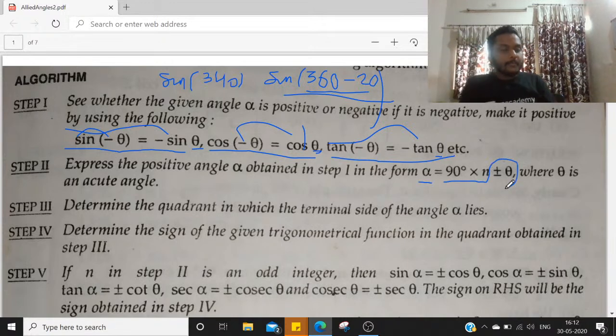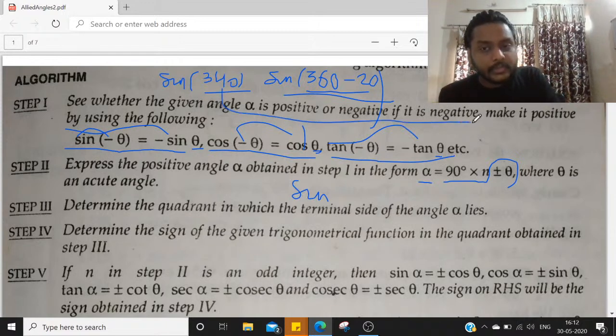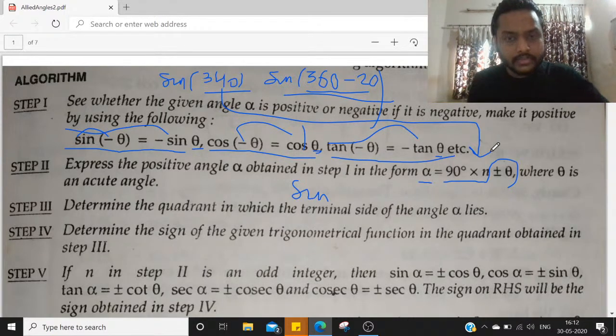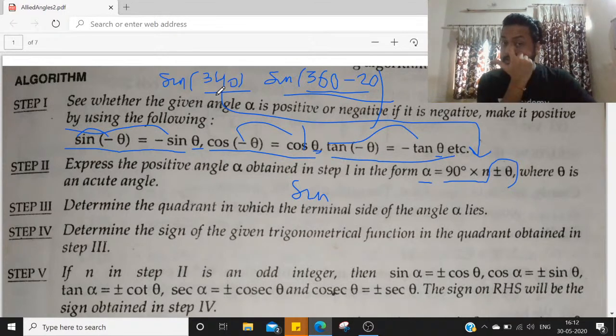एवरीवन लिसन टू मी, अब आप कुछ दूसरी बात कर रहे हो. आपके पास जो भी एंगल है, मान लो आपको साइन अल्फा गिवन है. अब ये जो साइन अल्फा है, अगर आपका ये साइन अल्फा 340 भी है, तो आपको क्या करना है? सबसे पहले आपको इस 340 डिग्री को ब्रेक करना है 90 टाइम्स एन प्लस माइनस थीटा में. Now when I'm saying that you need to break this in 90 times n plus minus theta, everyone listen to me guys. जब मैं इस 340 को ब्रेक करूंगा 90 times n plus minus theta में, तो मैं क्या करूंगा?